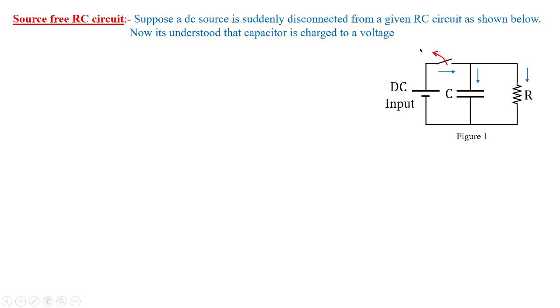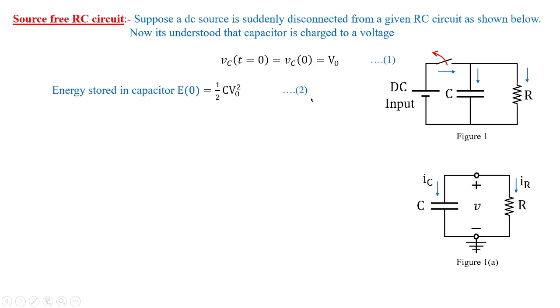After the removal of the switch, the source is disconnected from the passive elements, which are connected in parallel. We are in a position to understand that the capacitor is charged to a voltage. Here we treat the voltage Vc of t equal to 0 as Vc of 0, which is equal to V naught, assuming that the voltage developed across the capacitor is V naught. This is our first assumption. Naturally, the energy stored in the capacitor would be half C V square, where V is V naught, so this we treat as equation 2.